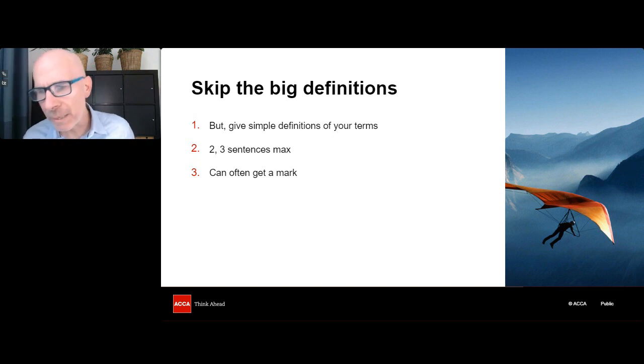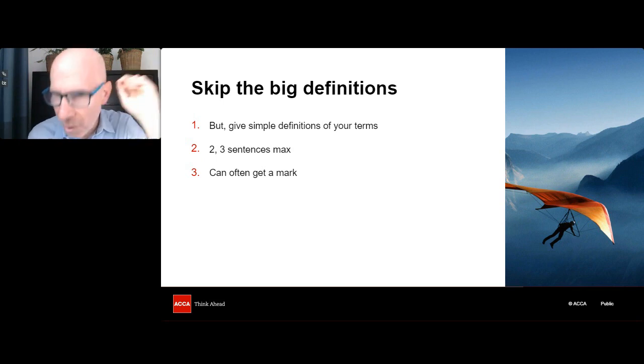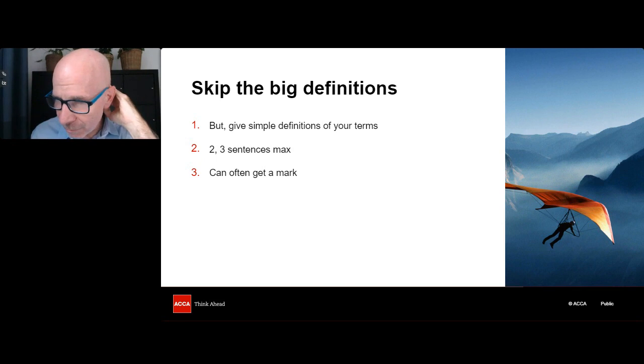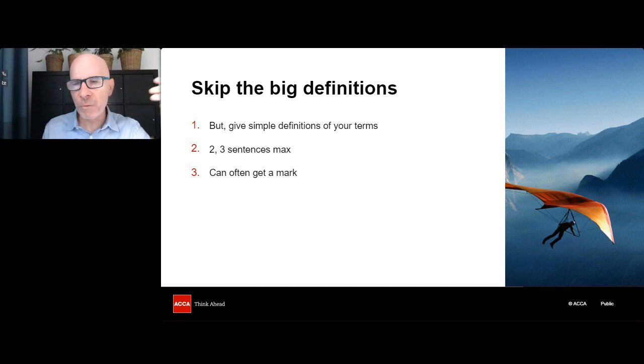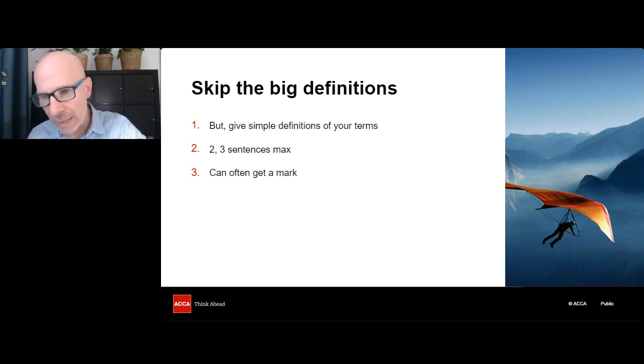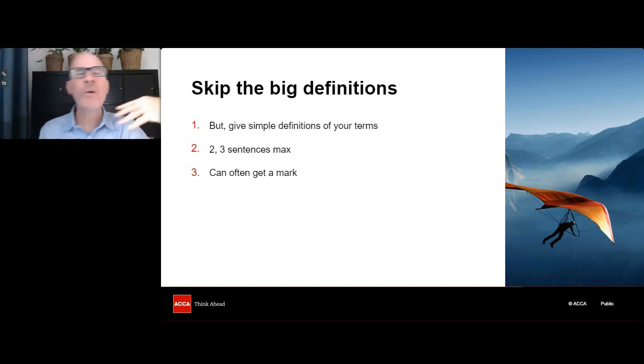Guys, skip the big wordy definitions, okay? Skip the long academic definitions. However, there is often a mark available, 1, maybe 2 marks for definitions of terms. So if they ask you in the requirement to use a specific technical model, whether it's the balanced scorecard, value for money, Six Sigma, or target costing, just in 3 sentences, say what it is, okay? That can help you get a mark.